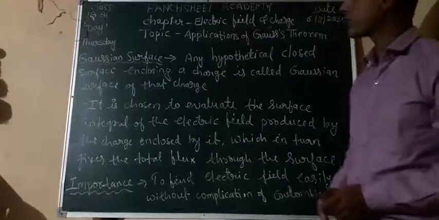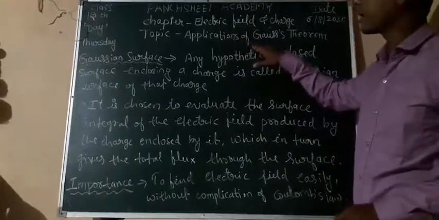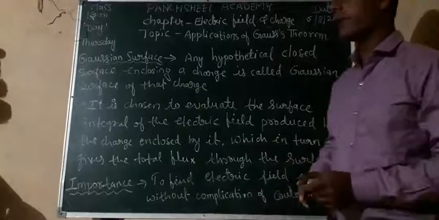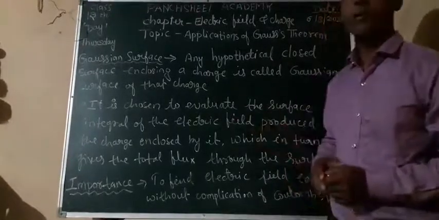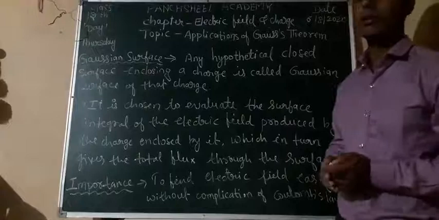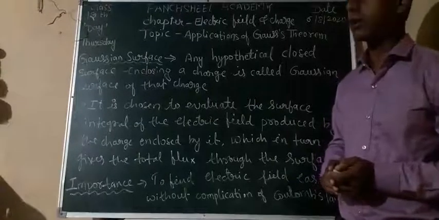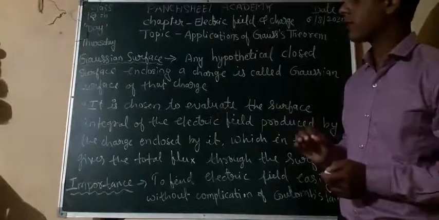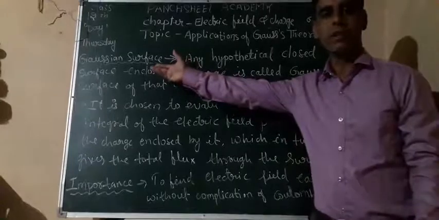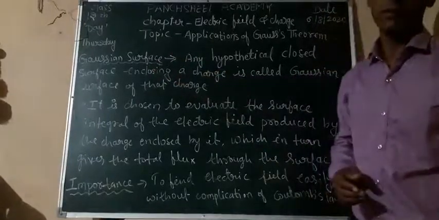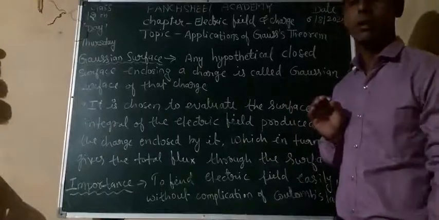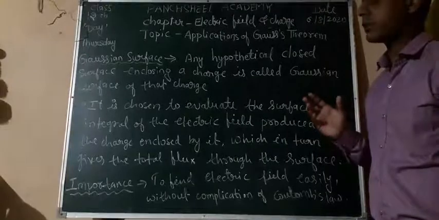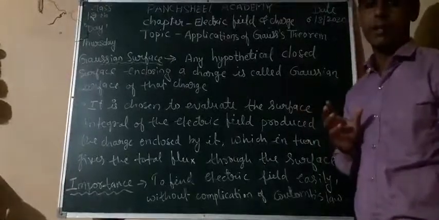Today we are going to discuss our next topic, applications of Gauss theorem. We discussed earlier the statement of Gauss theorem and the proof of Gauss theorem. Before going to applications of Gauss theorem, first of all you have to understand what is a Gaussian surface, because the Gaussian surface is very important for whatever applications in which we try to find the electric field.